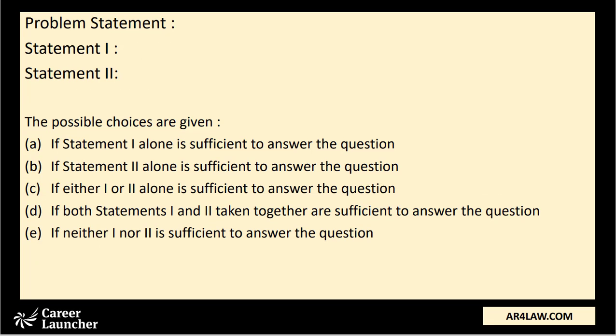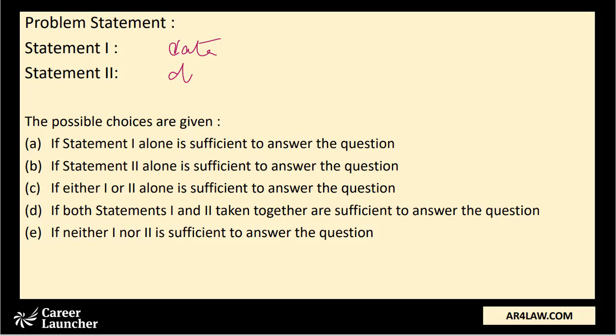Now, this is the usual structure of a data sufficiency question. There would be a problem statement given, and a question is asked in the problem statement. Then we would be given two statements, and both of these statements have some data. Now we have to mark A, B, C, D, E in our OMRs, or if we are writing an online exam, then we have to mark one of these options based on the possible given choices.